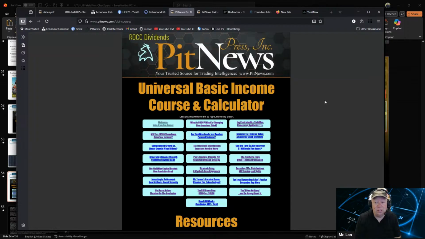Of course, this is just the articles that have to do with your universal basic income or your high yield ETFs, yield first ETFs. There's so much more in Pitt News Magazine. This is not by any stretch of the imagination all the articles in Pitt News Magazine. This is just the ones that appeared in Pitt News Magazine for those high yield ETFs.